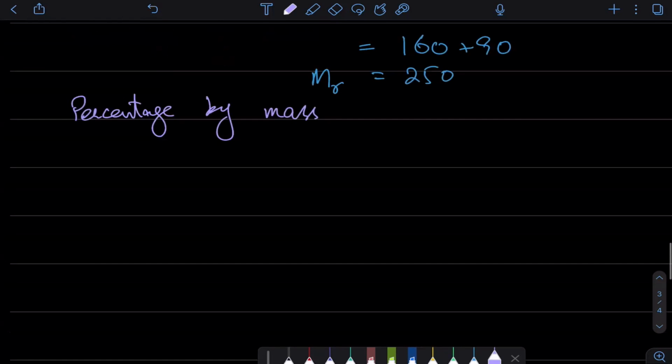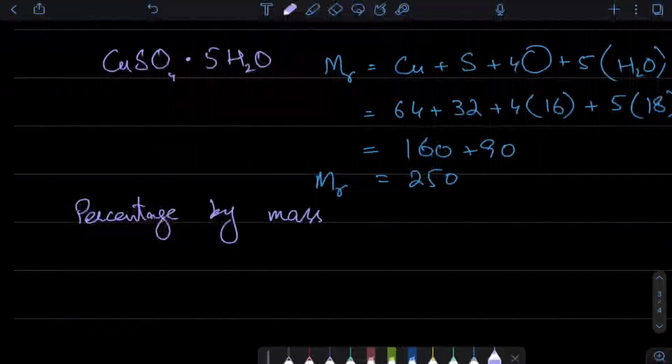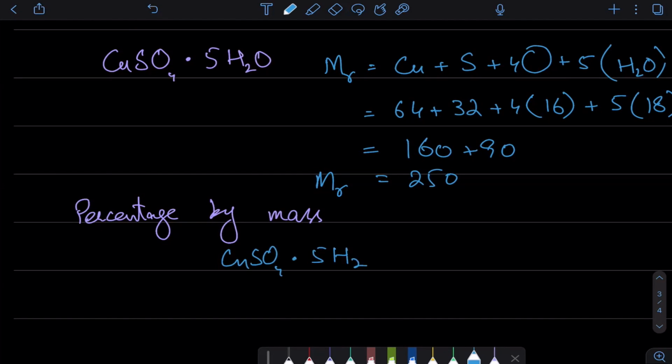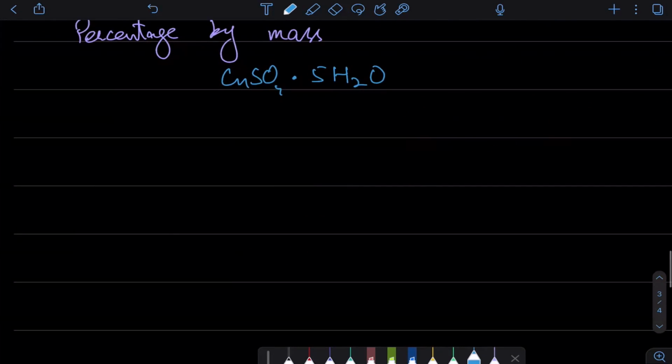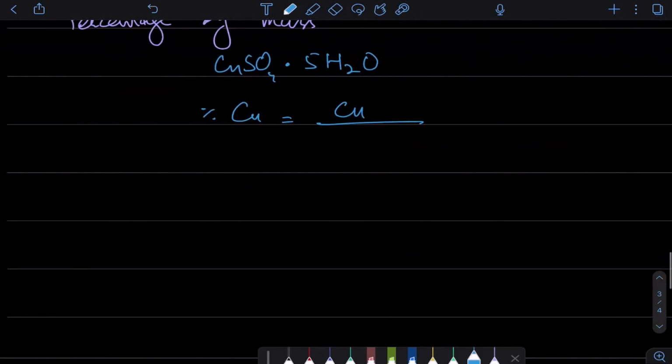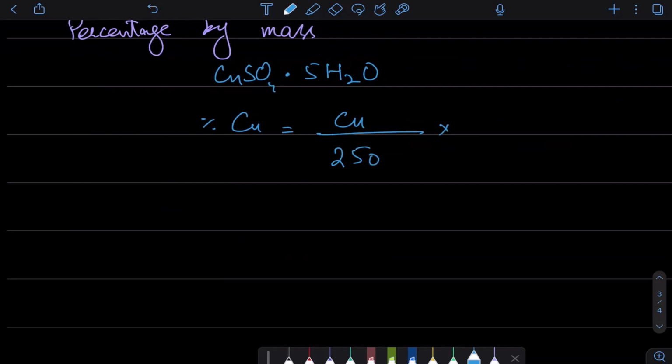So let's say I take this thing, copper sulfate with 5H2O, and I want to extract copper from it. So here's what I'll do. I have the formula copper sulfate dot 5H2O. What percentage of this is copper? So percentage of copper is, how much copper do I have? Copper 1, divided by MR. I have already calculated the MR, that's 250. So 64 over 250 times 100%, whatever the value comes out to be.